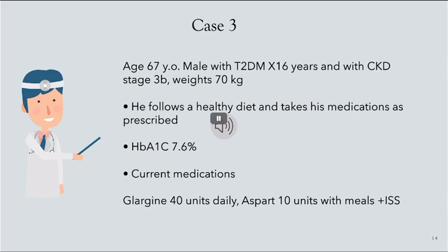How to manage this patient's diabetes in the hospital setting. A 67-year-old male with type 2 diabetes mellitus for 16 years and with CKD stage 3B, weighs 70 kilograms. He follows a healthy diet and takes his medications as prescribed. The A1C is 7.6%. Current medications: glargine 40 units daily, aspart 10 units with meals plus insulin sliding scale.